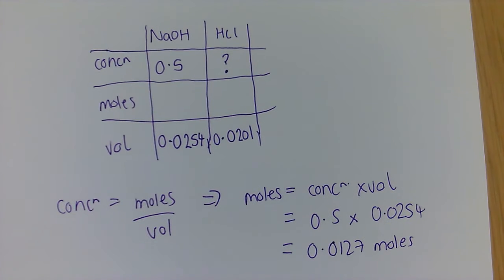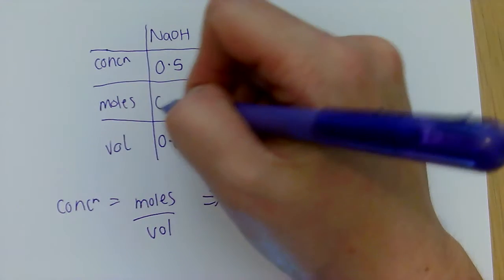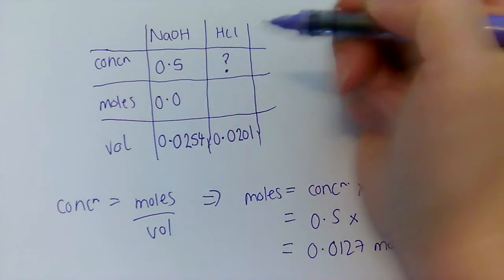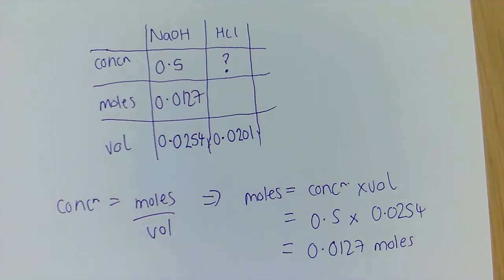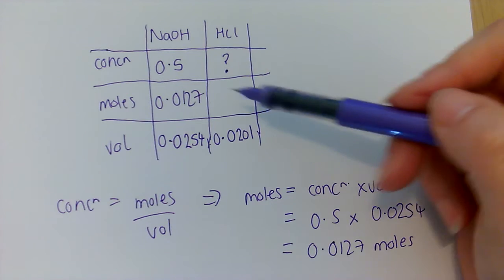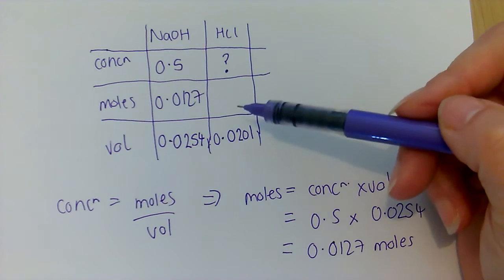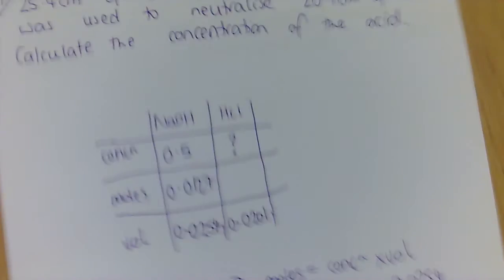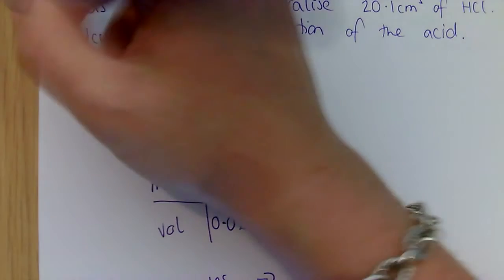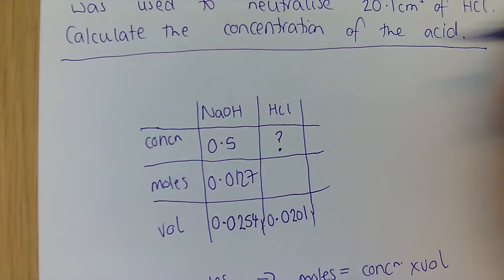And that's my moles of alkali. So I now know that this is 0.0127 moles. In order to be able to translate that over to the number of moles of acid, I need to have a balanced symbol equation. So I'm just going to go back up here for a second and draw myself out a balanced symbol equation.